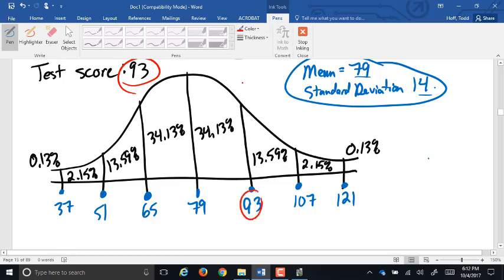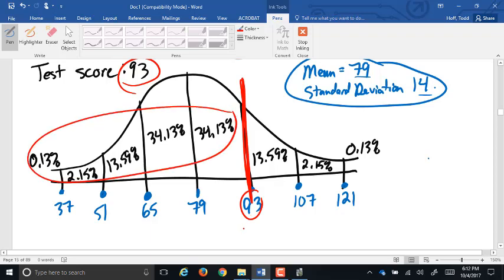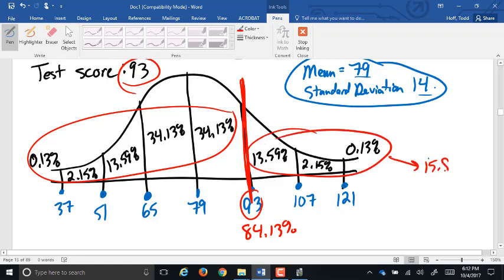Now your score was 93 right here. That's where you ended up. Which means if we add up these percents here, you scored better than 84.13% of the people that took the test. Or you could look at it the other way. If you add these up, only 15.87% of people who took the test did better than you. Does that make sense?